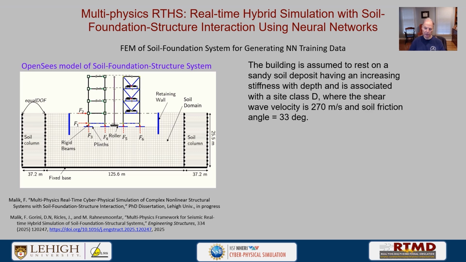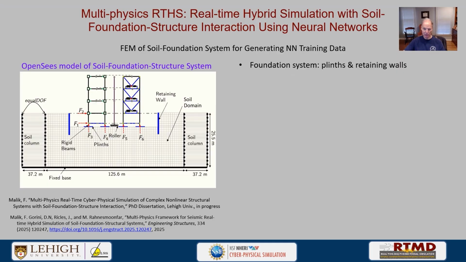So the building is assumed to rest on a sandy soil deposit having increasing stiffness, where the soil depth is associated with site class D, and the shear wave velocity is 270 meters a second with a soil friction angle of 33 degrees. So we're going to have plinths and retaining walls as part of the foundation system shown in the schematic. The soil domain to the bedrock is 125.62 meters in length and 125.62 meters in width, and a depth of 100 meters. So this is 3D but shown in planar.